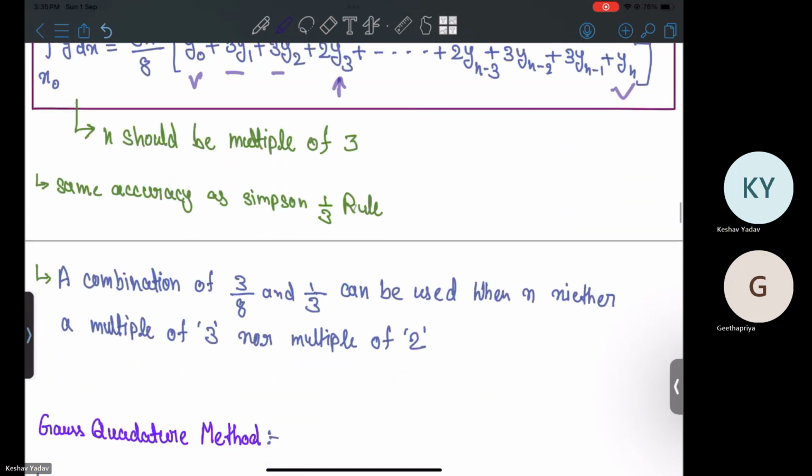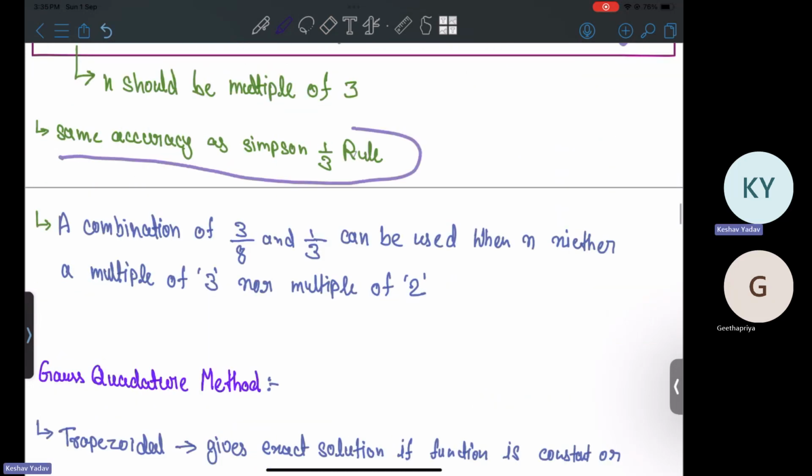It has the same accuracy as the Simpson 1/3 rule. So what we have found here is that if we have the interval as a multiple of 2, we can go for the Simpson 1/3 rule. And if we have the interval as a multiple of 3, we can go for the Simpson 3/8 rule.